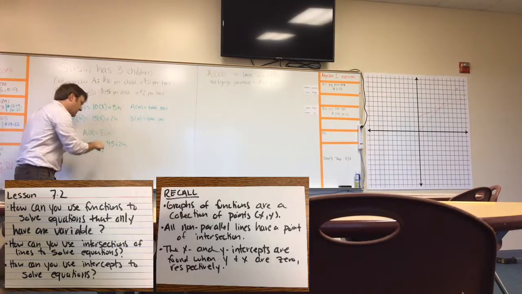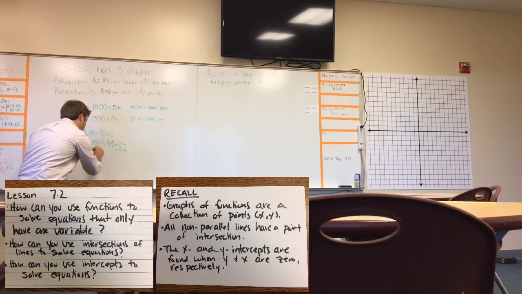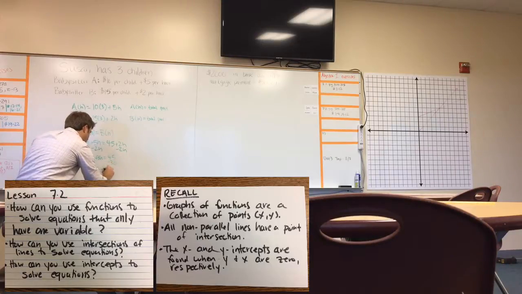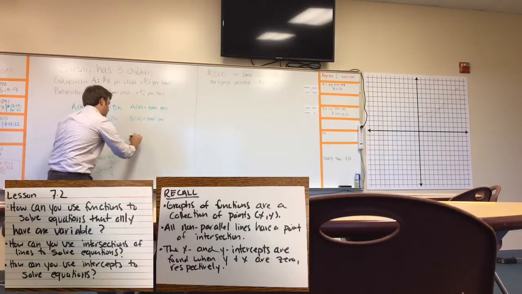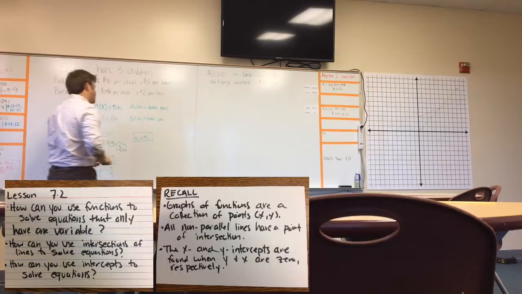Okay, so let's solve this equation for h. I'm going to subtract 2h from both sides. That's going to leave me with 30 plus 3h equals 45. Then I'm going to subtract 30 from both sides. It's going to leave me with 3h equals 15. Divide both sides by 3. We come up with h equals 5. Okay?